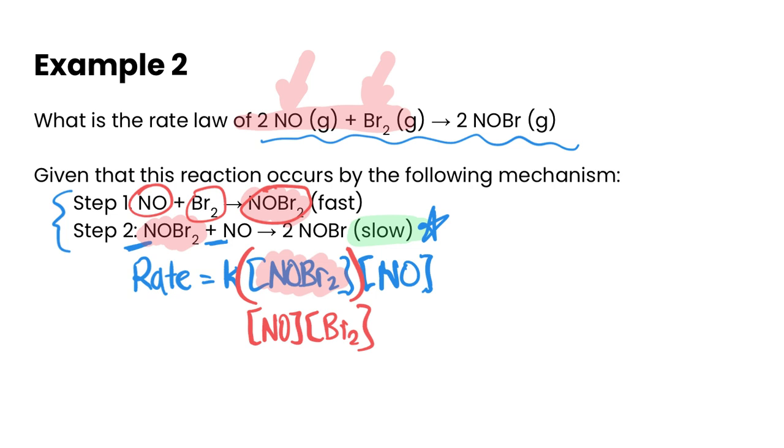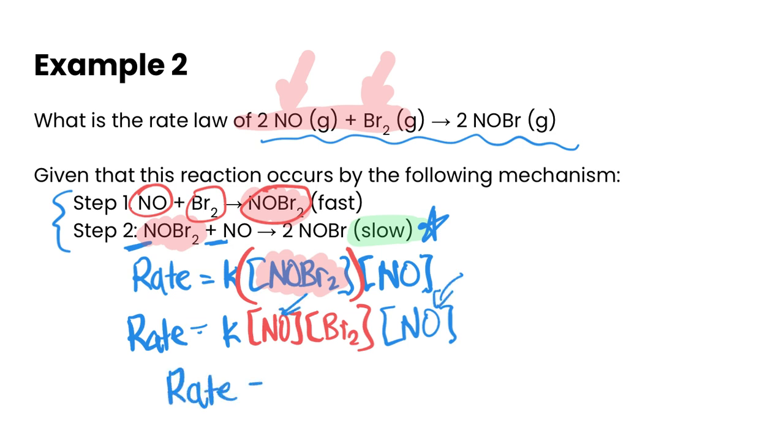Okay, so I'm just subbing in that. And then we also have our NO still in there from our other part of our reaction. Okay, so at this point then we can see we've got two NOs now, so let's just simplify this a little bit. The rate is going to be k times NO squared times Br2.